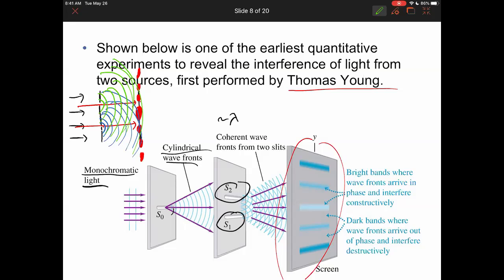If light is a particle, you can never have that. So that's why after this experiment, there was no doubt that light was a wave, and after this, pretty much everybody accepted that light is a wave.